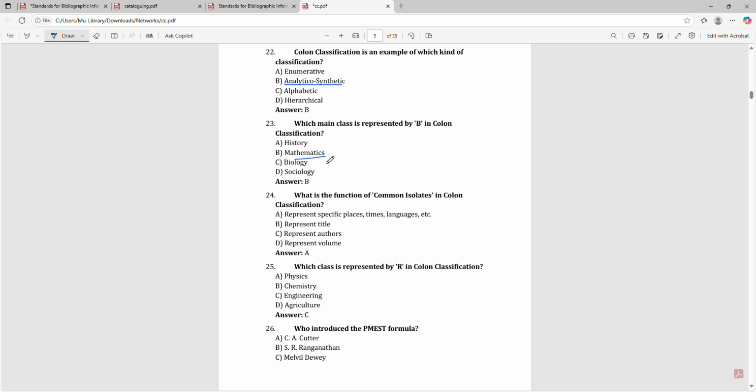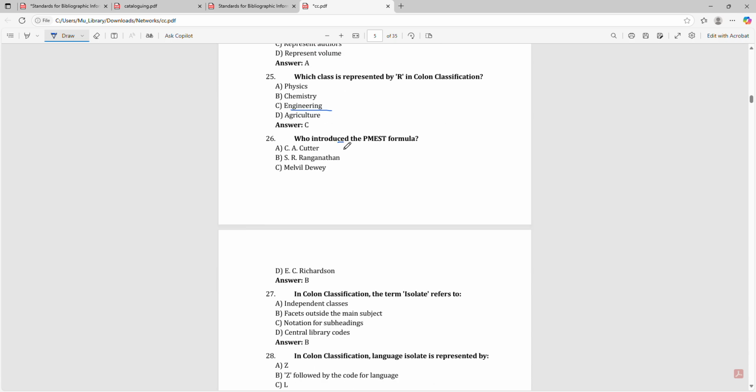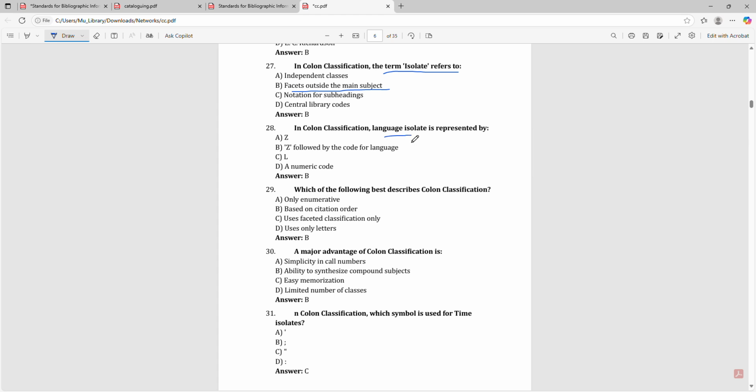Which main class is represented by B in the colon classification? That is mathematics. What is the function of common isolate in CC? Represent specific place, times, language, etc. Which class is represented by R in the colon classification? That is engineering. Who introduced the PMEST formula? That is S.R. Ranganathan. In CC, the term isolate refers to the facets outside the main subject. In CC, language isolate is represented by the Z.